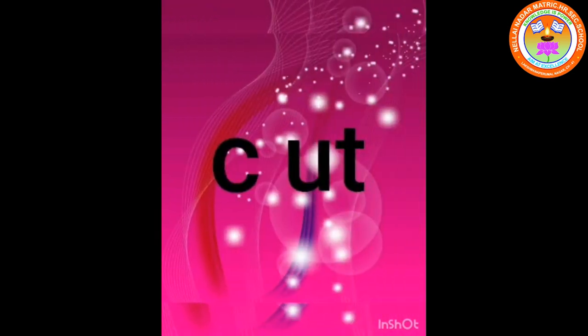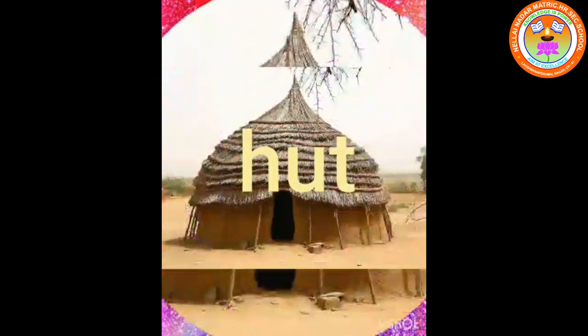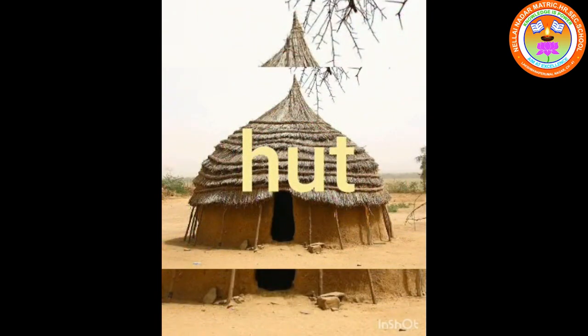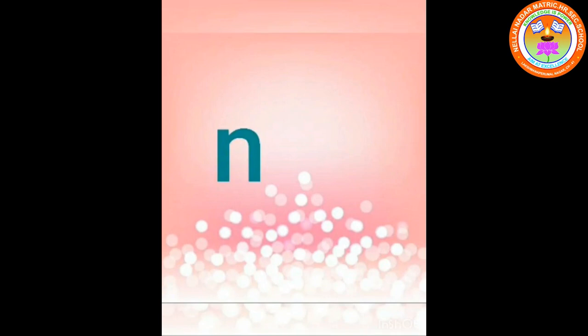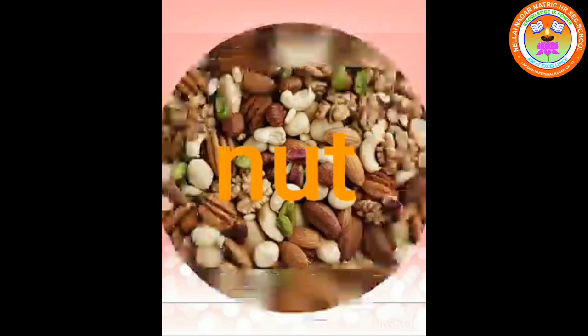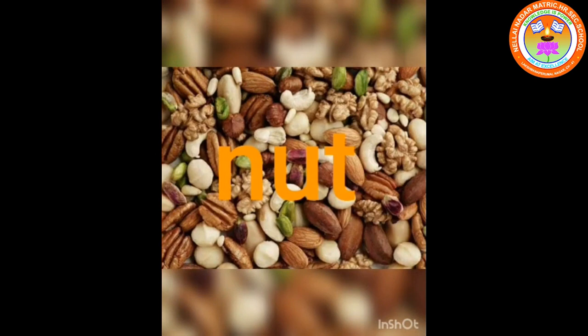C sounds k, ut, cut, cut. Next letter is h. H sounds h, ut, hut, this is a hut. N sounds n, ut, nut, nut. And we'll go to the last family word ub.